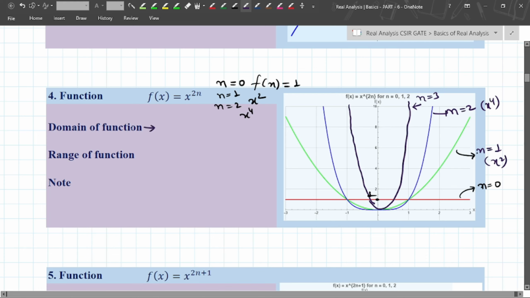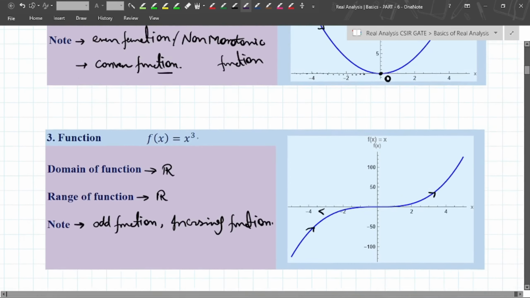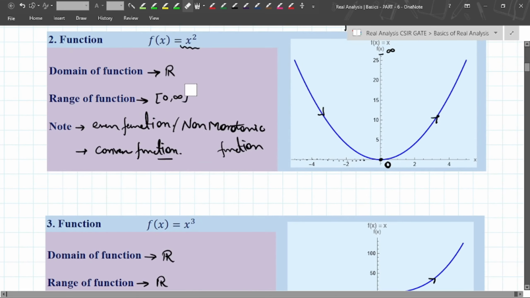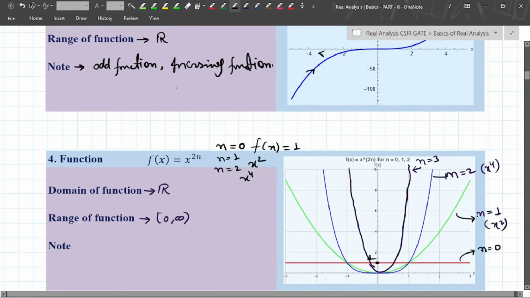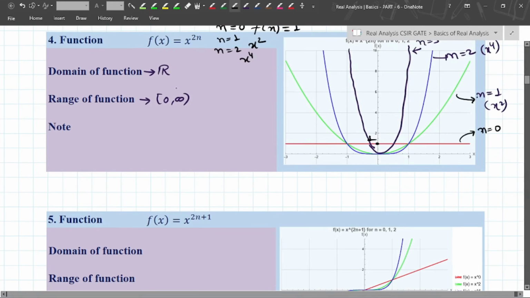But what is the domain for this? Domain we can take from real number. Of course, it is a x, and range it will take only the positive from 0 to infinity. Okay, from 0 to infinity. Here I have made a mistake. It will open. Sorry for that. Okay, from 0 to infinity. And notice that it is an even function, of course. If it is a 2 power n, then it is an even function and non-monotonic function.